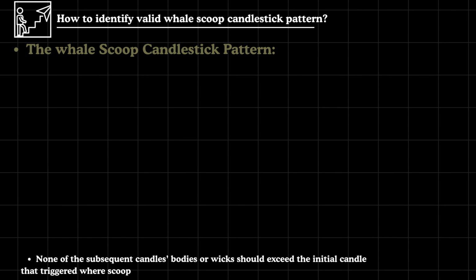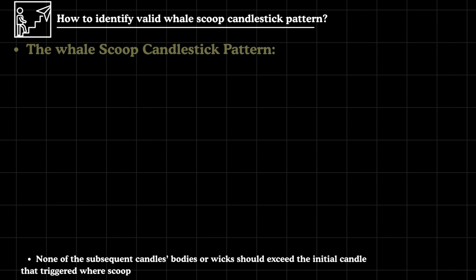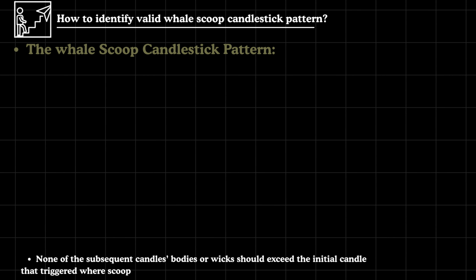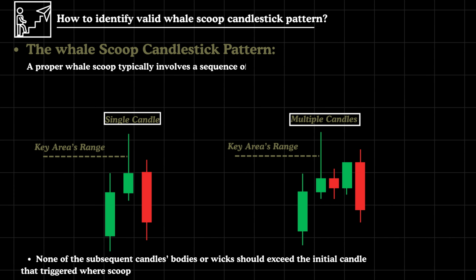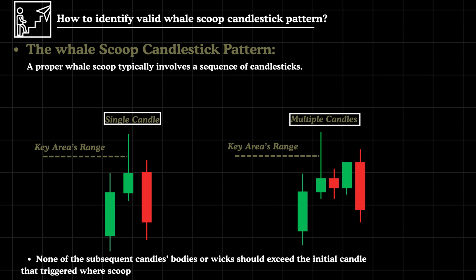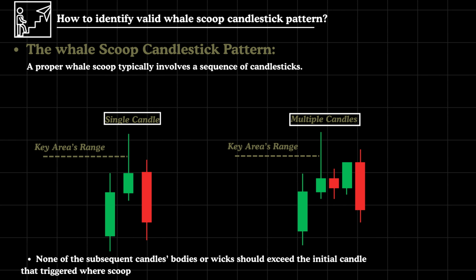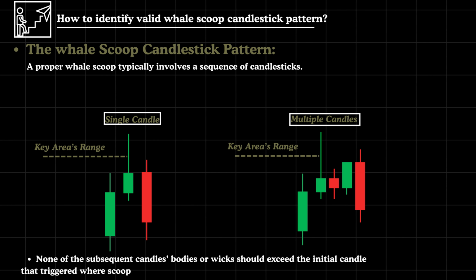That's why one of the most essential, and also most difficult, parts of this method is correctly spotting a valid whale scoop pattern in live price action. A proper whale scoop typically involves a sequence of candlesticks. This might appear as a single large candle or a combination of several that clears a key level, such as swing highs, swing lows, or important supply and demand zones.